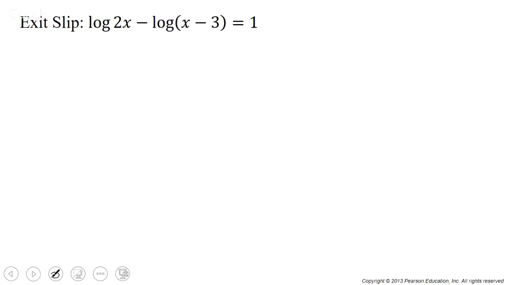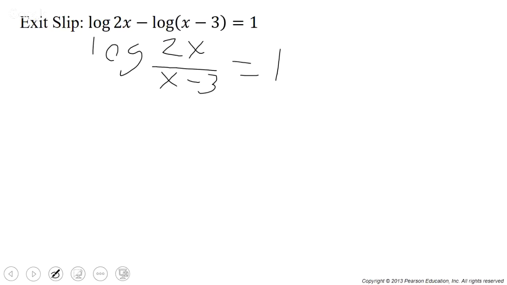Now, try this one on your own. Okay, let's solve this. So I need to condense. So I have subtraction, so I'm going to divide. So I have log of 2x, because it's positive, it goes on top, divided by x minus 3, because I'm subtracting that one, equals 1.